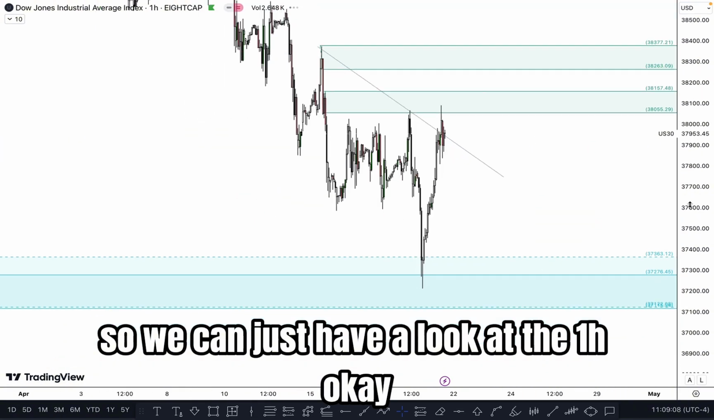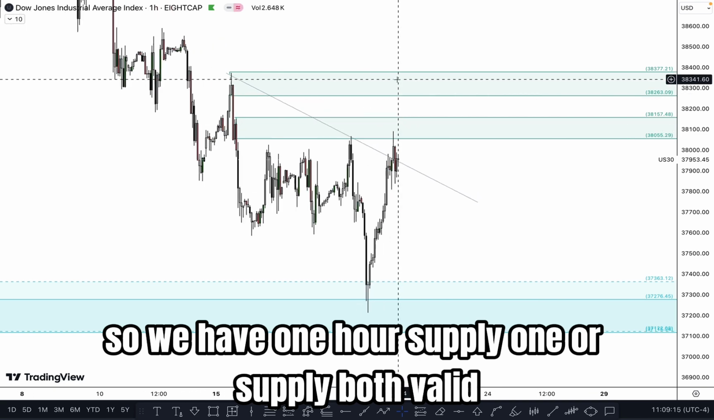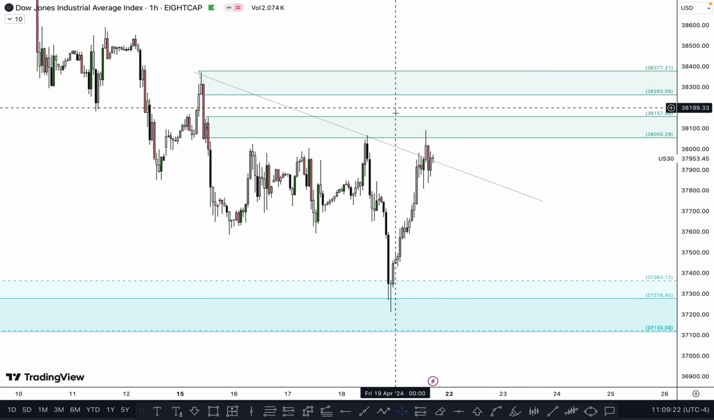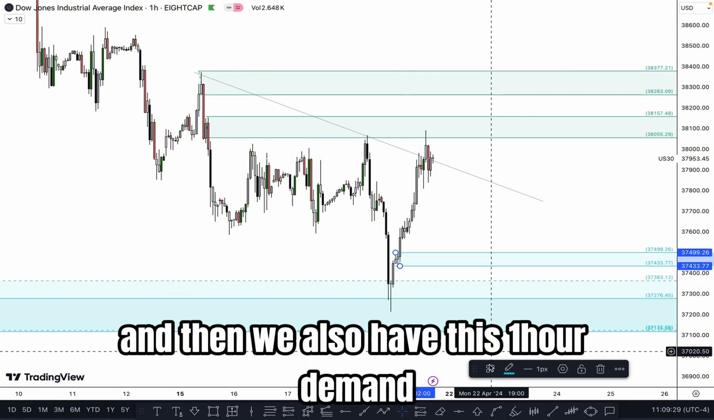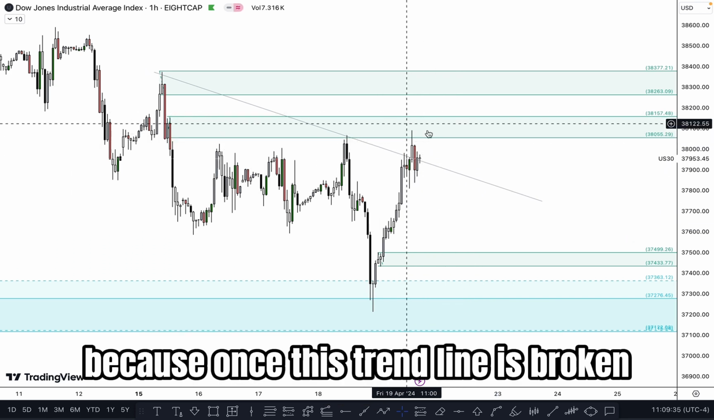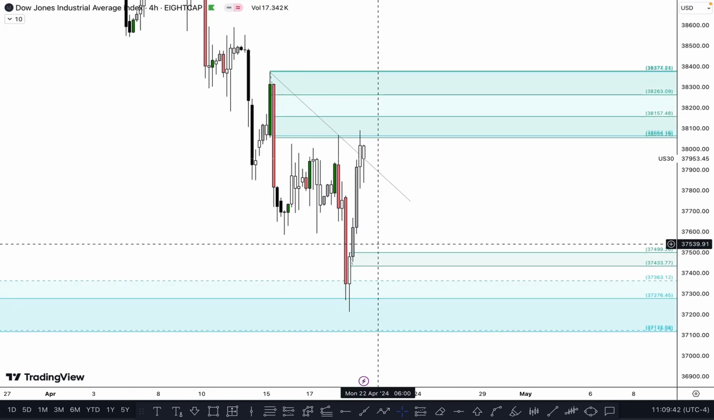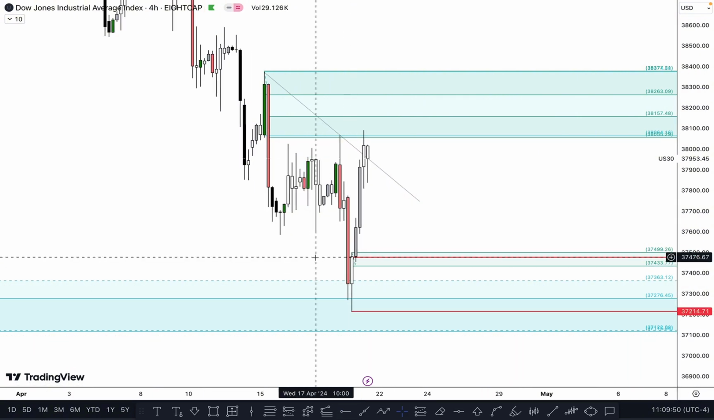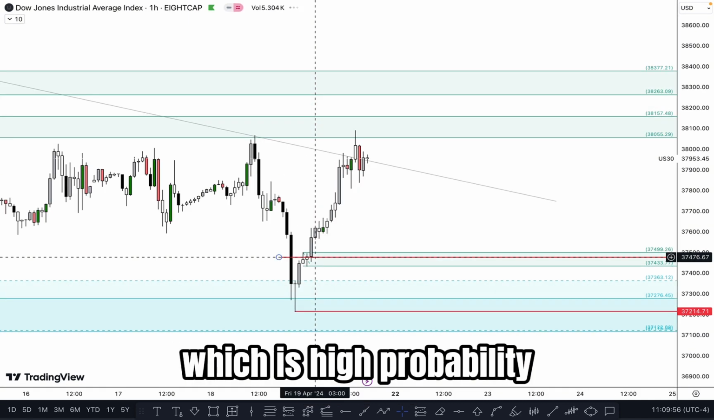So we could just have a look at the 1-hour. Okay, so we have 1-hour supply, 1-hour supply, both valid for shots as long as the 4-hour is still valid. And then we also have this 1-hour demand if we were to consider counter trend, right? Because once this trend line is broken, then we would have a 4-hour demand area right here. This would be the 4-hour demand from here to here, which means we have a 1-hour demand inside of a 4-hour demand, which is high probability.